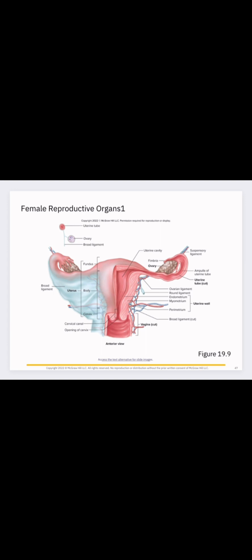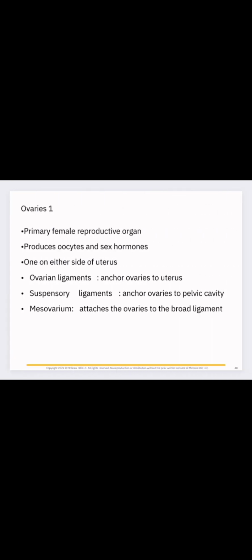The next slide is female reproductive organs, where you see the ovaries. The ovaries are the primary reproductive organs, producing oocytes and sex hormones, one on either side of the uterus. Ovarian ligaments anchor the ovaries to the uterus. Suspensory ligaments anchor the ovaries to the pelvic cavity. The mesovarium attaches the ovaries to the broad ligaments.